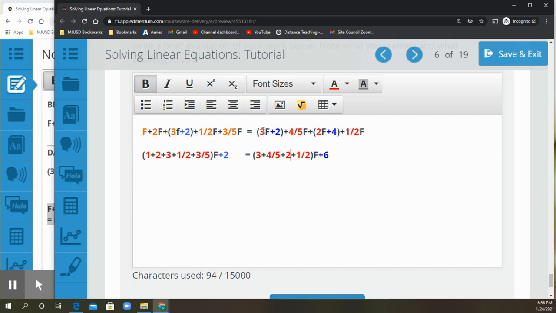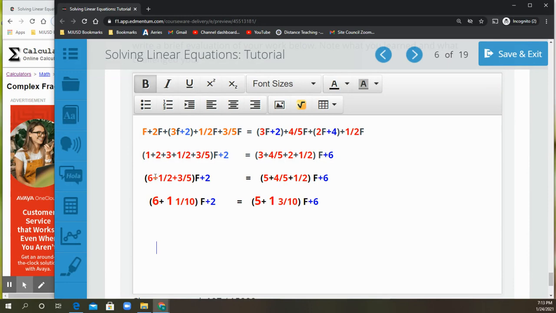Let me back up. So we have 3F. We have 4/5 F. We have 2 F's and half an F. Then we have +2 +4. 2 + 4 is 6. So Bridget's simplified, Dad's simplified. Now we have to solve this out a little bit more to get it more usable or simplified.